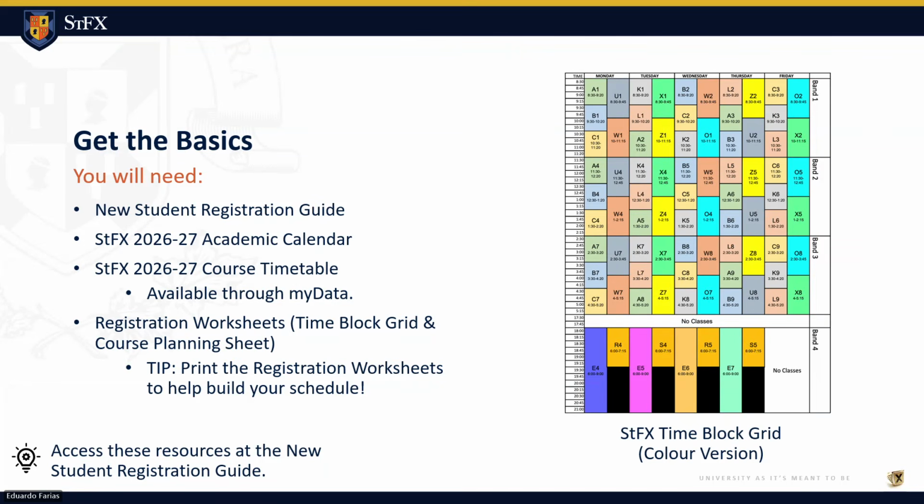The timetable is available on My Data. Now that's the course timetable by subject. And when Eduardo talked about logging in and you had the choice of Banner Self-Serve, you also had the choice of selecting My Data. And that's where you can go to find quite a few pieces of information. But for the sake of this presentation, that's where you're going to see the timetable by subject. And all of these worksheets are available on the new student registration guide, so you can print them off if you have that ability. And again, an amazing source. Okay, go ahead, Eduardo.